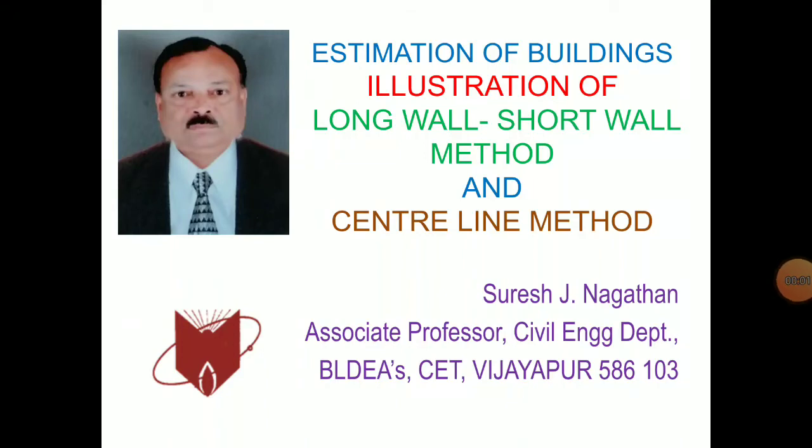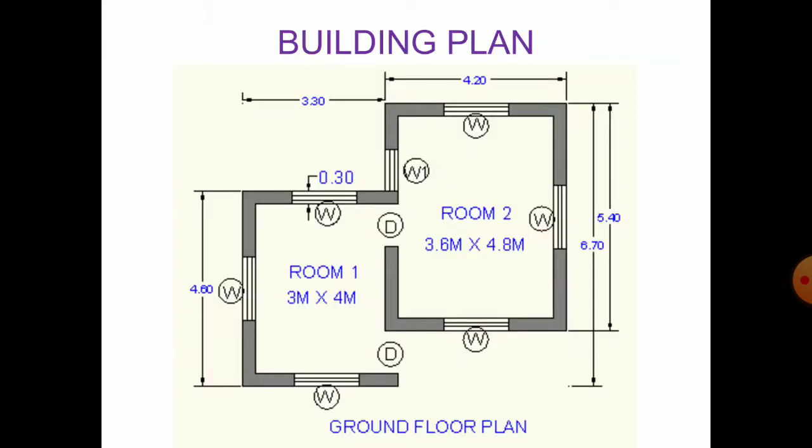Hello, today we'll see the illustration of the long wall short wall method and the centerline method to determine the quantities in estimation of buildings. So I am taking a small plan, a two-room building. Room 1 is size 3 meter by 4 meter. Room 2 size is 3.6 meter by 4.8 meter, and all walls are 300 millimeter thick.